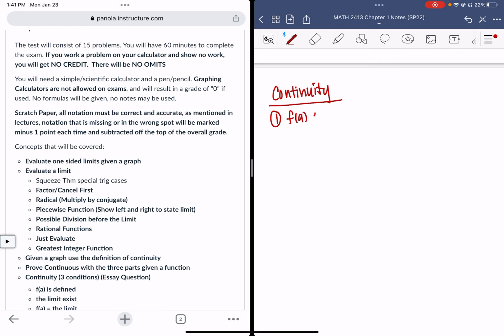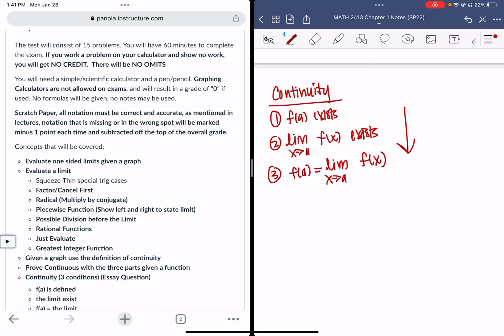Step 1, f of a has to exist. Step 2, the limit as x approaches a of f of x exists. And then step 3, f of a is equal to the limit as x approaches a of f of x. So here's how you're going to work through this process. You saw some questions like this on the homework where you have to say which one of these didn't work. This does work in a consecutive movement from the first to the last.